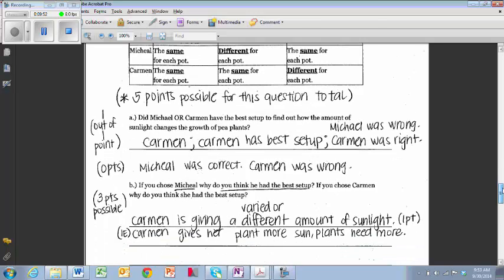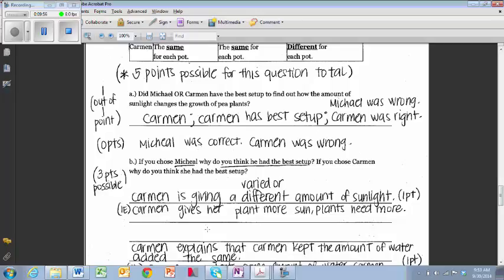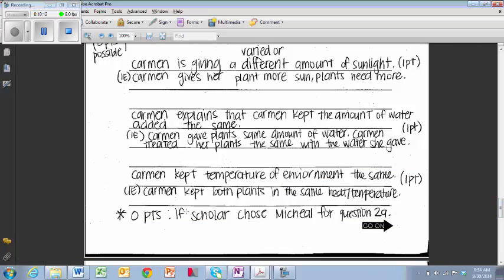So if you come down to number 2, it basically just asks scholars to answer whether or not, if they chose Michael, why he had the best setup, or if they chose Carmen, why they think she had the best setup. The first thing is, if they think that Michael had the best setup, they are automatically awarded 0 points for this section. You can see right down here, 0 points if scholars chose Michael for question 2A.